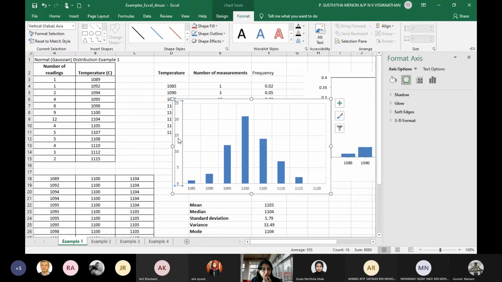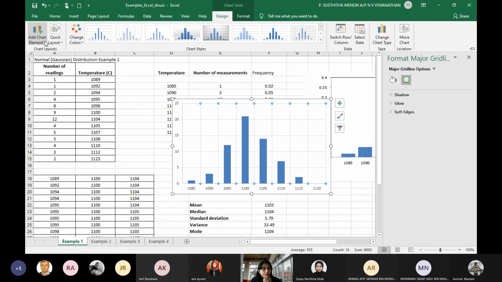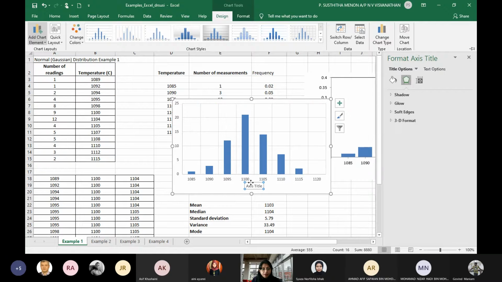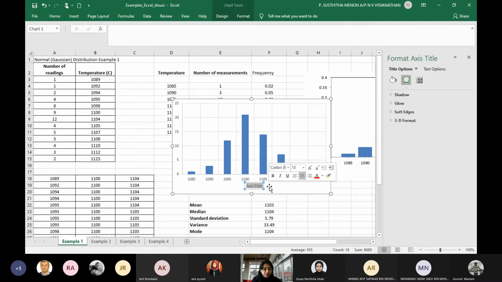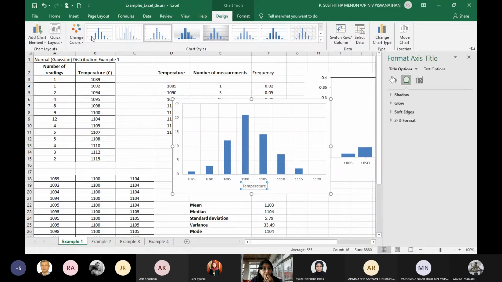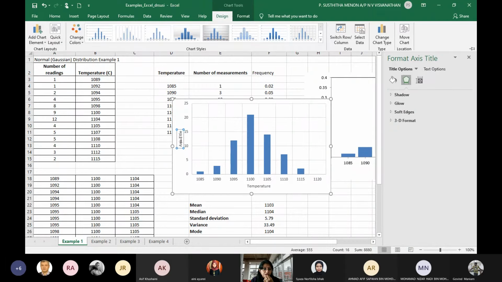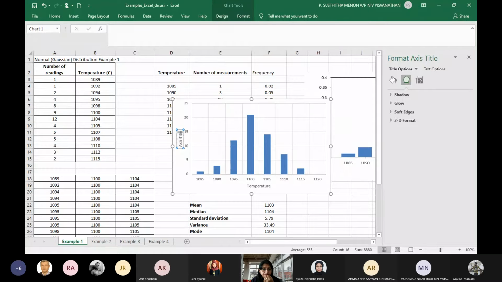This is for the value in case you need to change the value. In case you want to put in major grid lines, you can add the grid lines as well. Other than that, you can add the axis title. This is the horizontal, so you can add the temperature. Then go back to design, and you can add the vertical, which is the number of measurements.